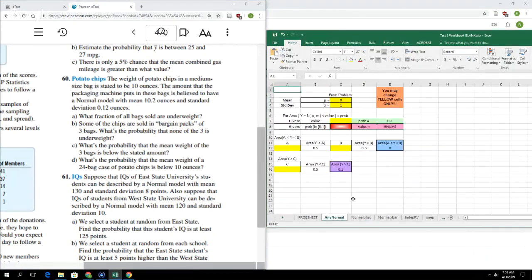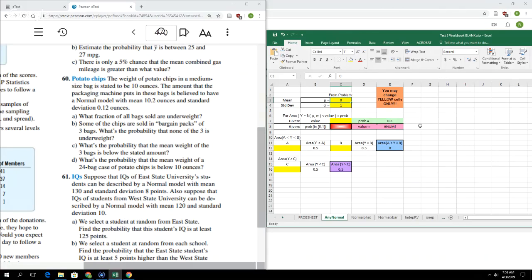So how do we do the first part? What fraction of the bags are sold underweight? This is the part where people don't go to jail for underfilling anymore. Notice this is not about a sample. This is about the population. It's a darn good thing they told us the population was normal. And that's why we can use the anynormal part here.